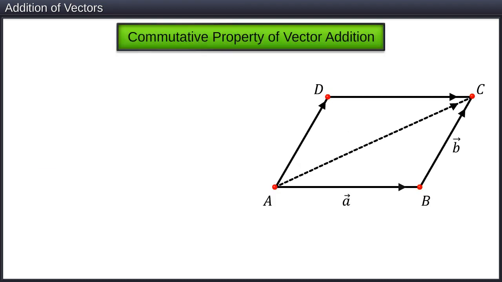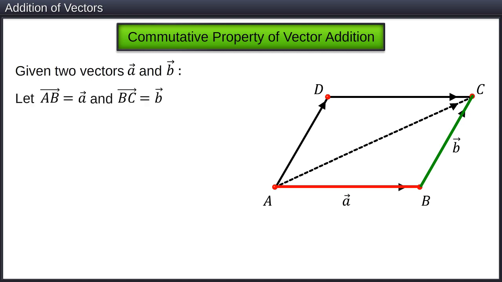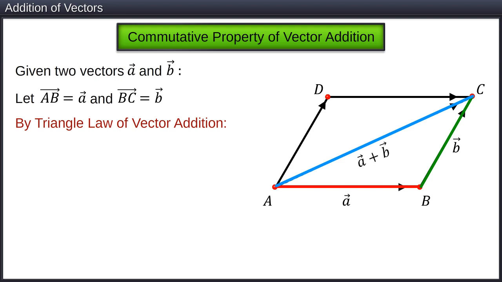Now, let us prove that vector addition is commutative. Let us consider two vectors, A and B. Consider two adjacent sides, AB and BC, of a parallelogram ABCD, representing vectors A and B respectively. By the triangle law of vector addition, vector AB plus vector BC is equal to vector AC, which is vector A plus vector B.